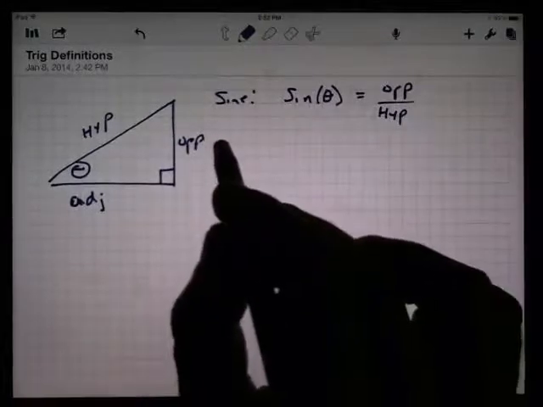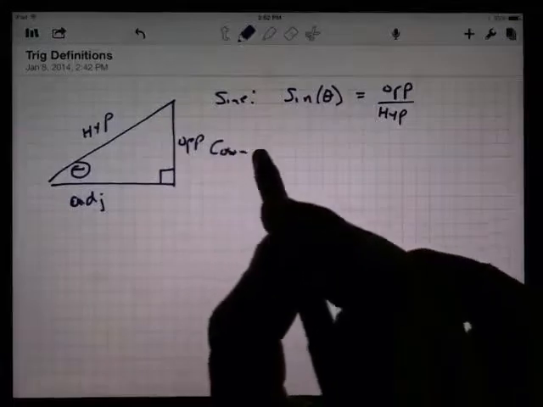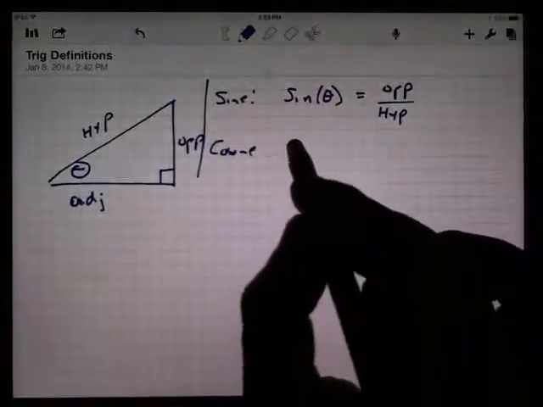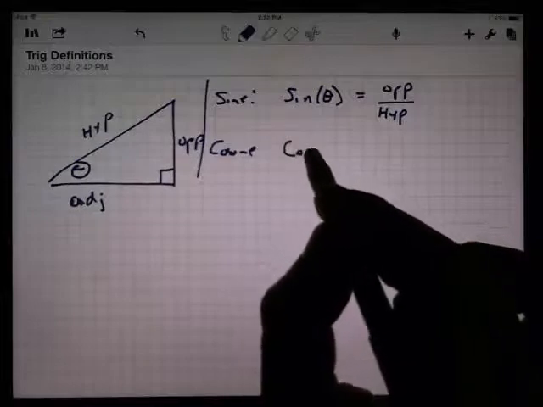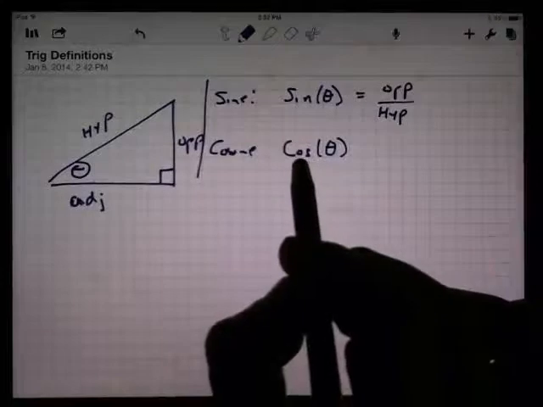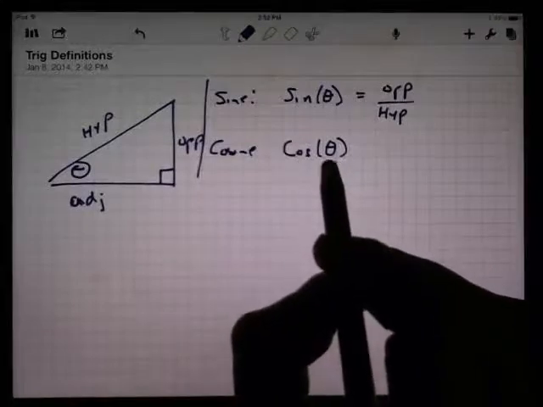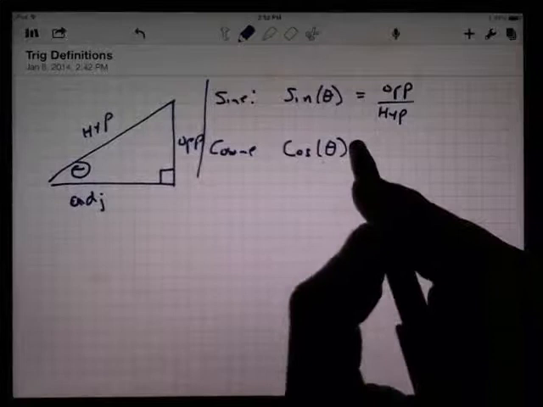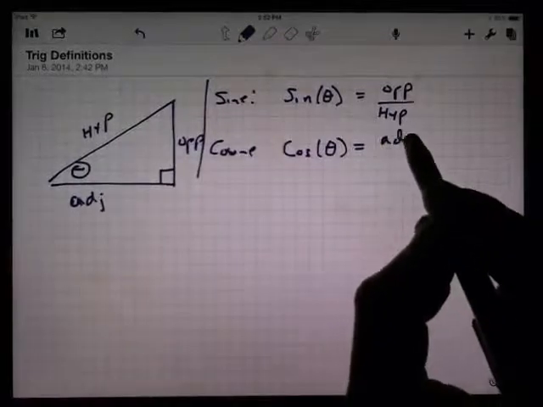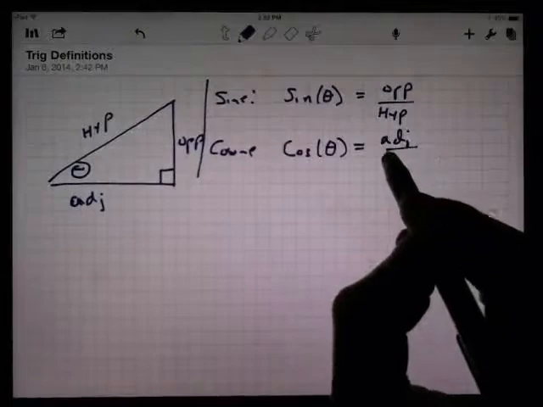Next, I'm going to define the cosine, which is abbreviated COS, and the input is an angle. Right? This is function notation. This is the name of the function. This is the input. So you put in the angle, and you get out a ratio of sides. You get the adjacent side divided by the hypotenuse.